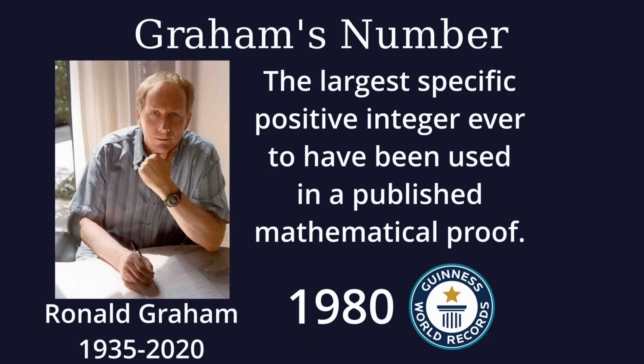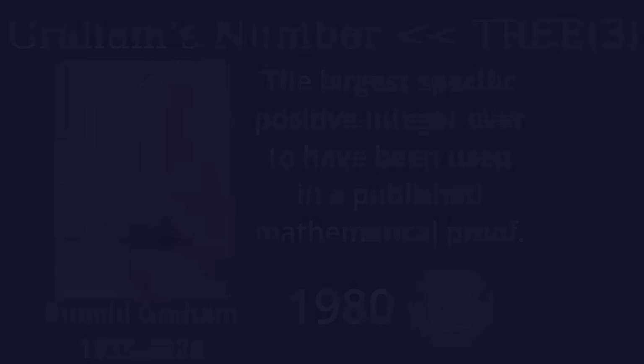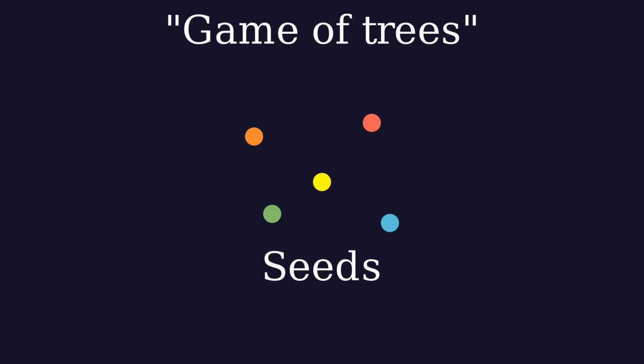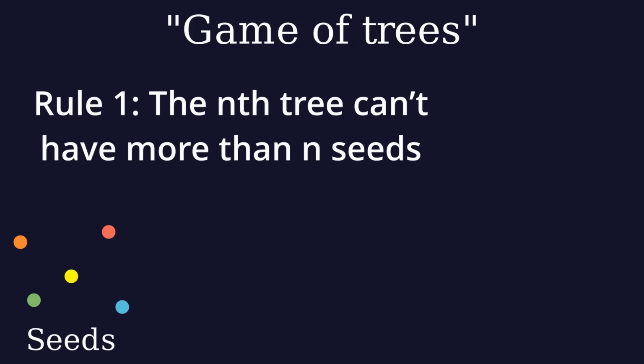For example, Graham's number is extremely small in comparison to TREE of 3. To explain what this number is, we need to play a game of trees. In this game, we try to create a forest using colored seeds, following two rules. The nth tree can't have more than n seeds. The first tree can have only one seed, the next can have no more than two, and so on.